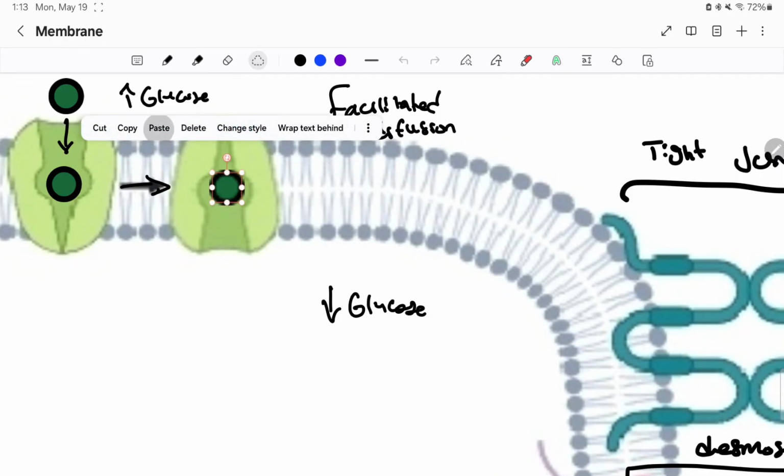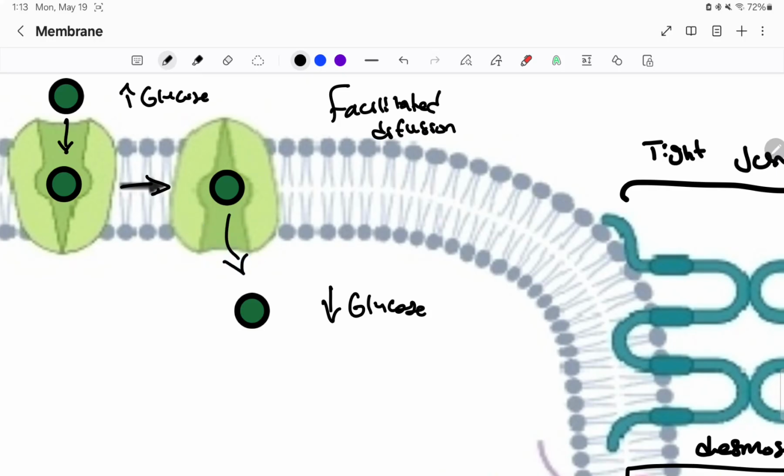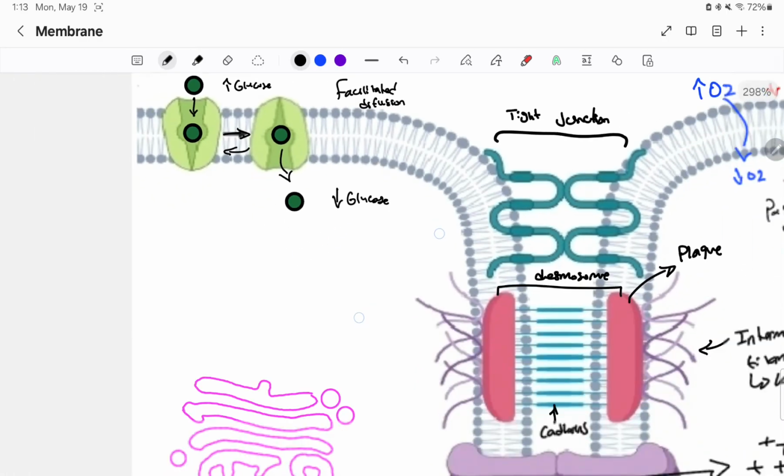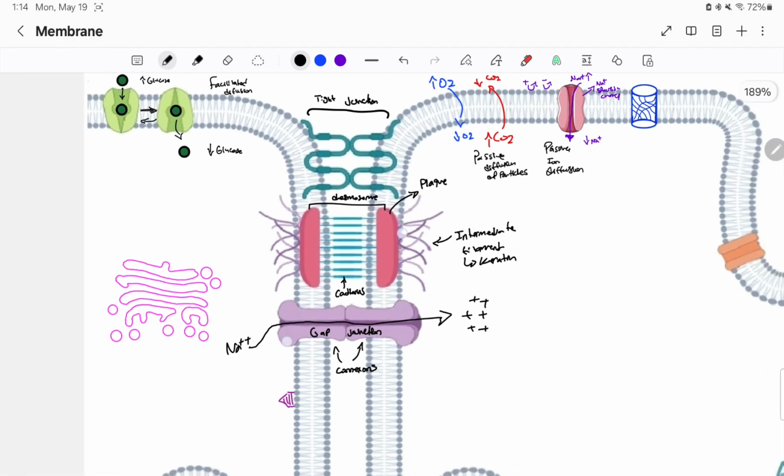Okay, and eventually, once this carrier changes its shape fully and opens up on the other side, the glucose molecule will dissociate. Now this glucose molecule has finally moved into the cell from high to low, and after it unbinds, the carrier goes back to its original shape, facing the outside again. Okay, beautiful. That's how we move glucose in. That's called facilitated diffusion, or facilitated transport.